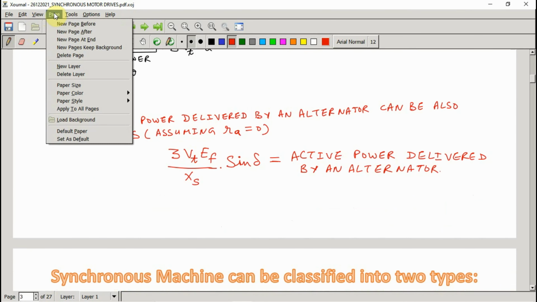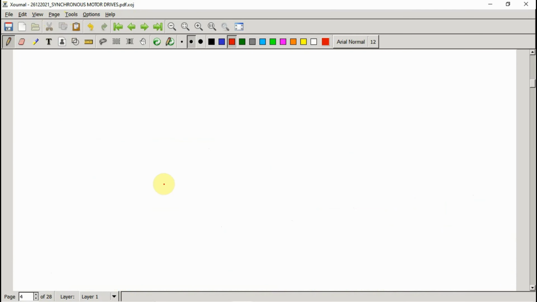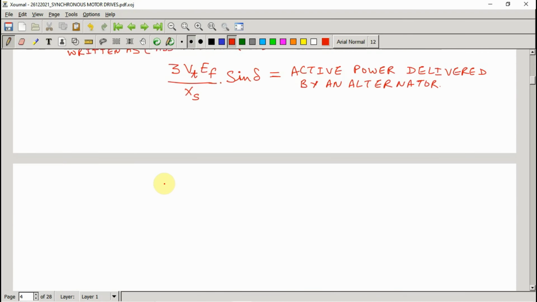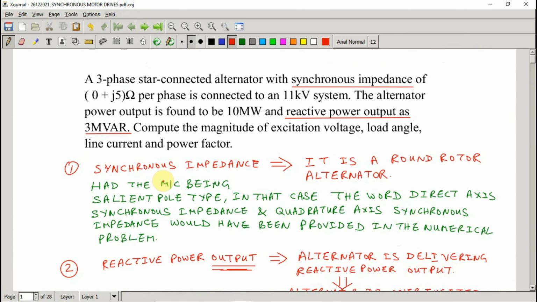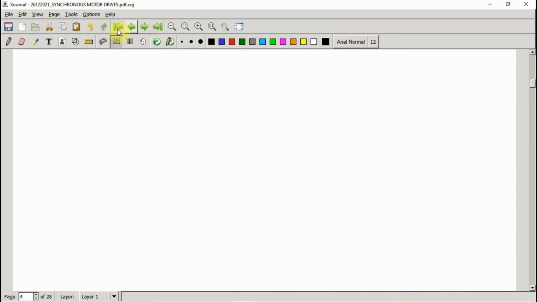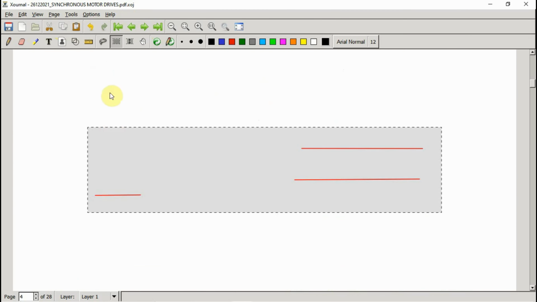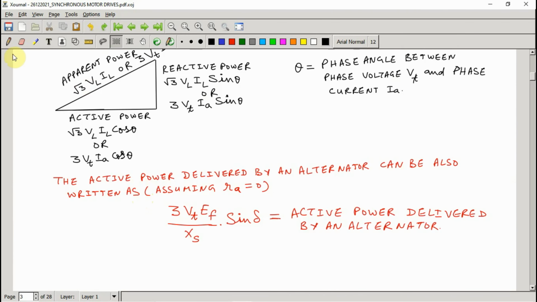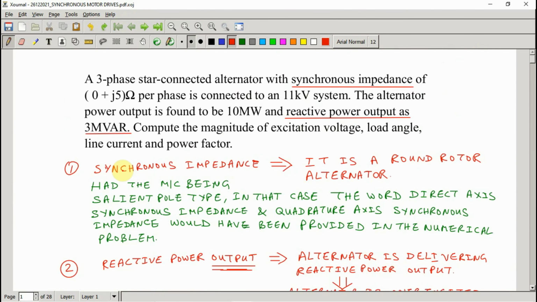So let me add another page once more. Let me see if I can copy this or not. If I can copy it, it will be better. No, it's not getting copied. So I have to scroll down and up like that.